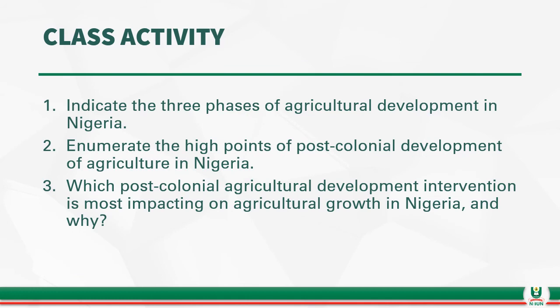Now, in the second class activity, I want you to indicate the three phases of agricultural production in Nigeria, enumerate the high points of the post-colonial development of agriculture in Nigeria, and say which post-colonial agricultural development intervention is most impactful on agricultural growth in Nigeria and why. These are things you should deliberate upon and meet me in the discussion area.